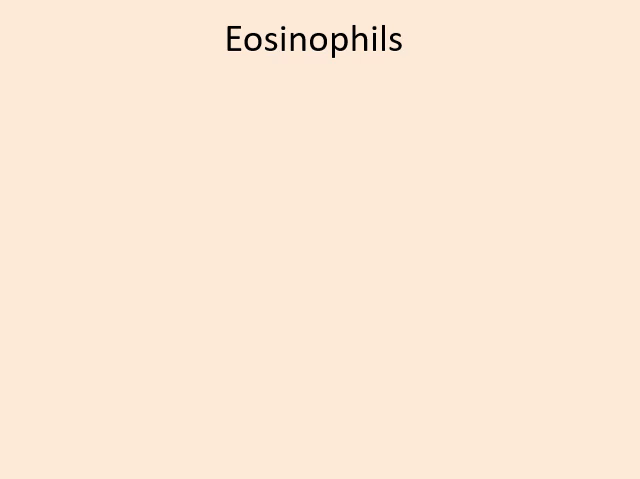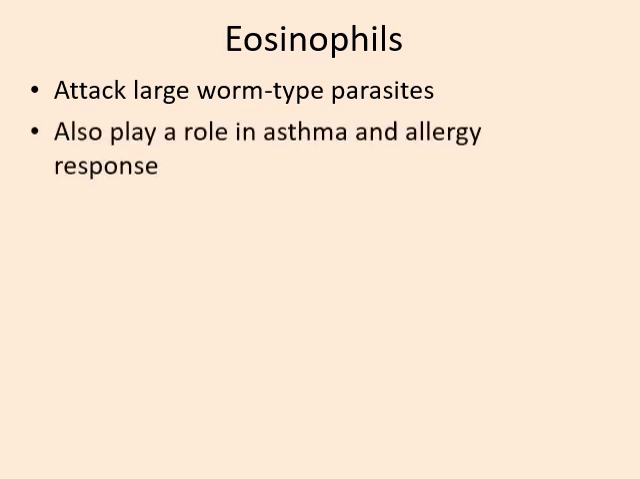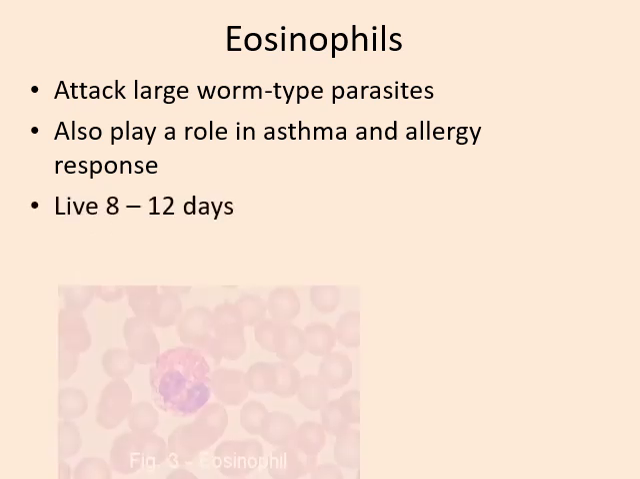The next ones are called eosinophils. They're called eosinophils because they stain really nicely with a stain called eosin. You'll find these if you've got a worm-type parasite, like tapeworm or hookworm. They also tend to play a role in asthma and allergy response. So if you see eosinophils, it's not that you always have a huge parasite, you may be having a major asthma or allergy attack. These guys live about 8 to 12 days.